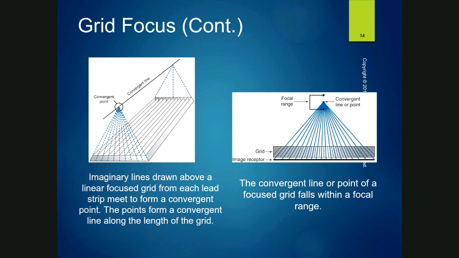So with a focus grid, you have a place where your X-ray tube should be in relation to the grid to allow the optimal amount of X-rays to actually pass through. So if you had your X-ray tube much further away from your grid or much closer than your grid, that angle of divergence is going to be off. And if the angle is off, then you're not going to get an optimal X-ray, right?